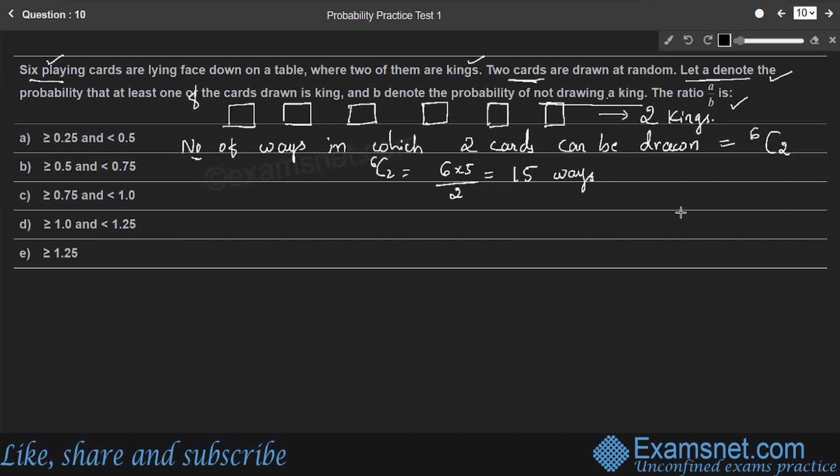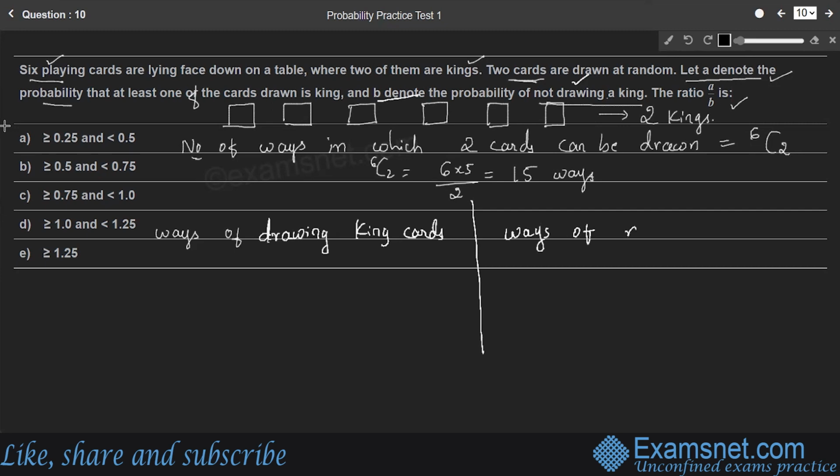So here the question is, let A denote the probability that at least one of the cards drawn is king. So if you draw 2 cards, in how many ways will at least one of the cards be king? So we'll consider ways of drawing king cards. And here let B denote the probability of not drawing a king card. So simultaneously we will consider ways of not drawing king cards, because we are going to find the respective probability.